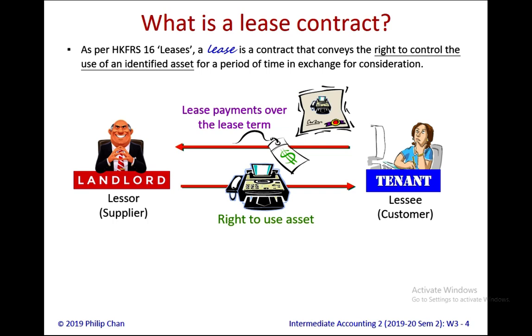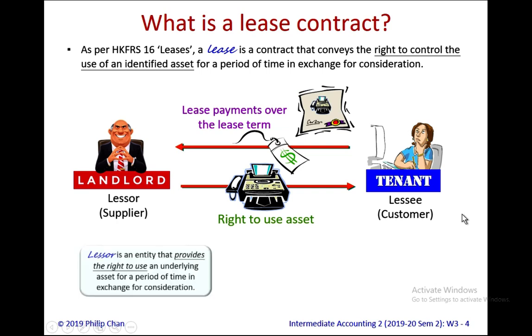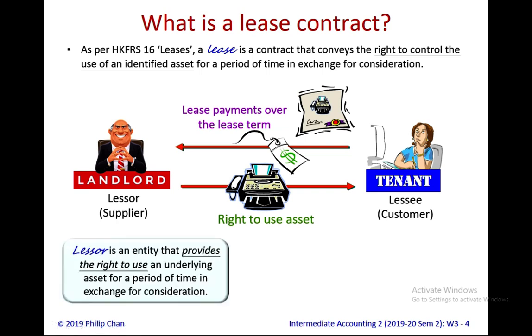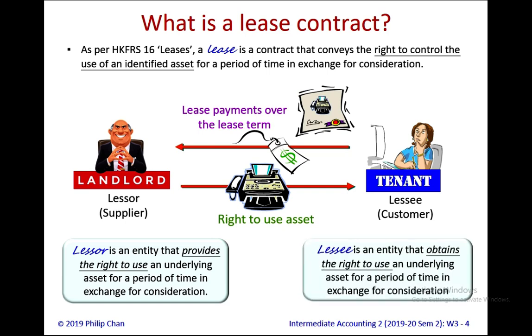Typically that is how it works. Now, notice that we have another 2 names here. Landlord can be known as lessor, and tenant can be known as lessee. What does lessor mean? A lessor is an entity that provides the right to use an underlying asset for a period of time in exchange for money. And a lessee is an entity that obtains the right to use an underlying asset for a period of time in exchange for the consideration.